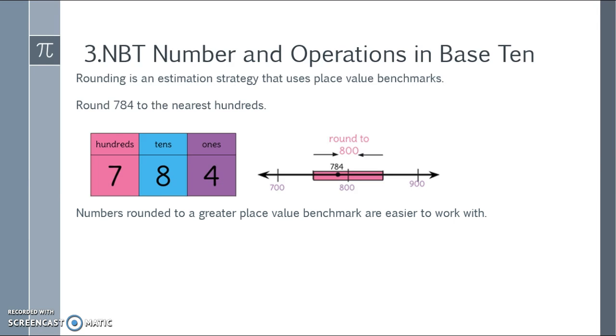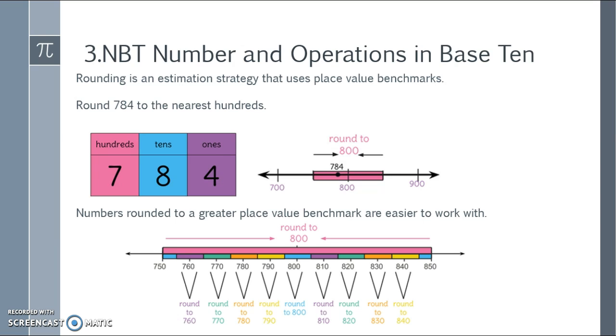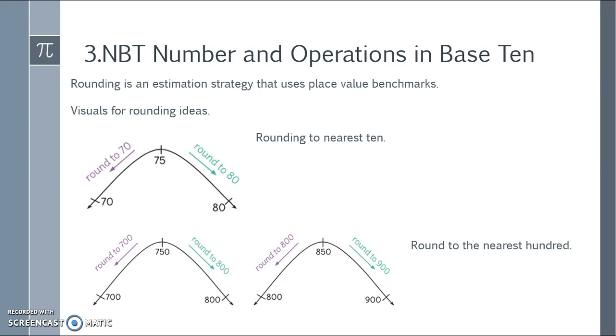Numbers rounded to a greater place value benchmark are easier to work with. So rounding to hundreds is easier than rounding to tens. And I've got here a list of them. Look at all the ones that we would round to 800 versus rounding to tens, step through. So there's many more options when we're rounding to the tens place versus rounding to the hundreds place. And another visual diagram, notice the hump there, we reach the 5 mark and we go one way or the other.